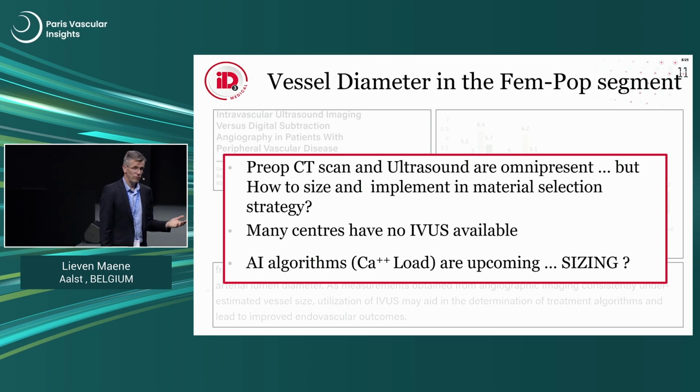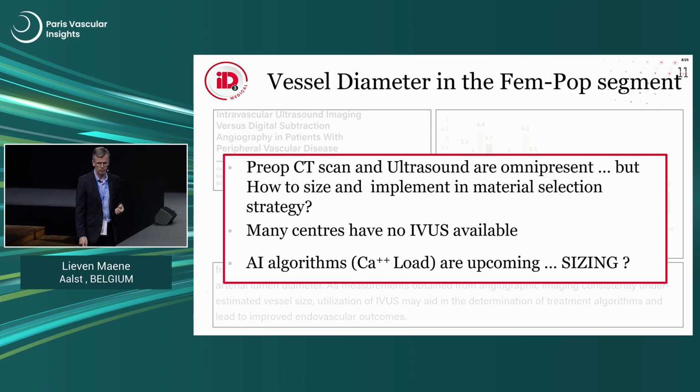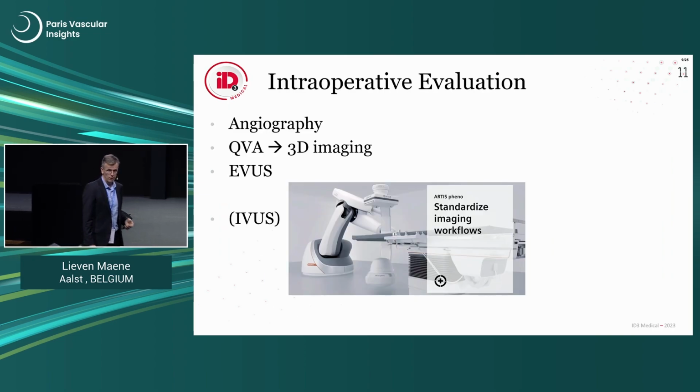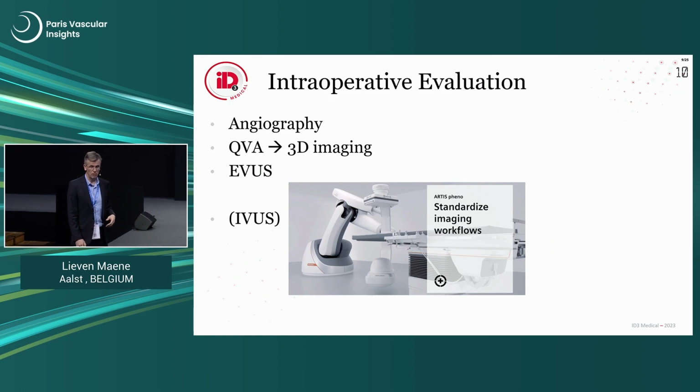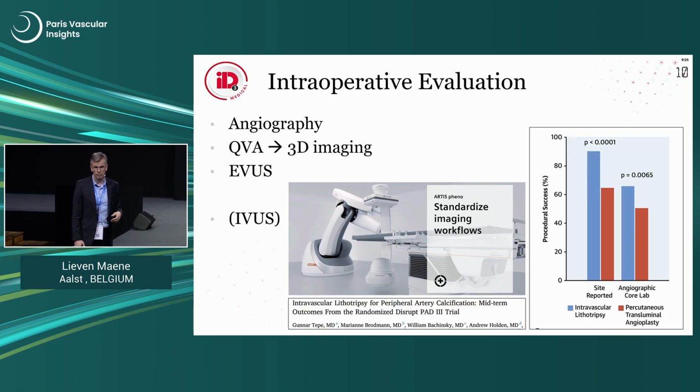Many centers don't have IVUS. I have it on selected cases. And I really hope that artificial intelligence algorithms that I know some of my friends are working on, for the calcium load, might help us in this sizing. Today, I have my hybrid room. I have good angiography. I have QVA, but I admit I never use it. I have 3D imaging, but I never use it on the peripherals. And I have my ultrasound, and on occasion, IVUS.